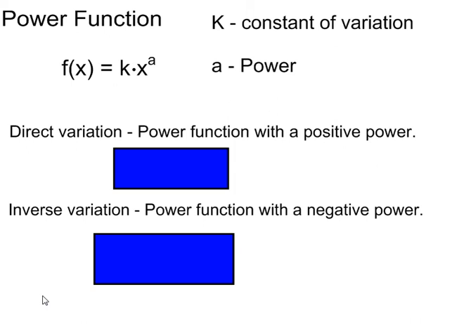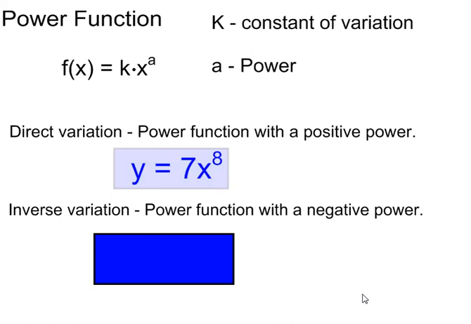A couple situations that we have with a power function. We have what's called a direct variation, which is when the power function has a positive power. I have an example of this. y equals 7x to the power of 8. 7 would be your constant of variation if they asked for that. 8 is the power. And since it is a positive power, it is a direct variation.